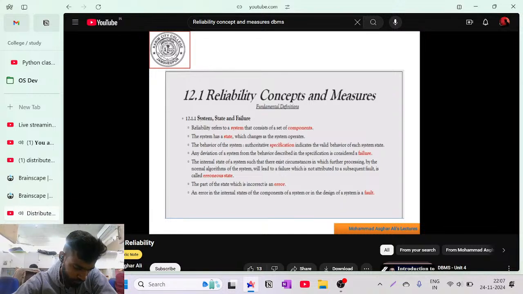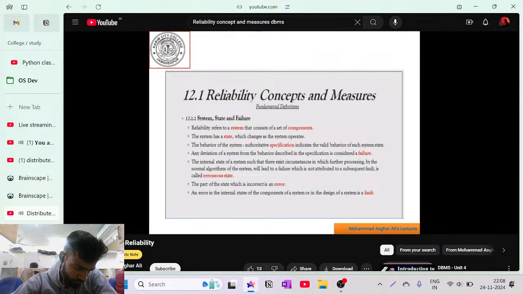Here, reliability refers to a system that consists of a set of components. The system has a state which changes as the system operates. The behavior of the system, the specification, indicates the valid behavior of each system state. Any deviation of a system from the behavior described in the specification is considered a failure.